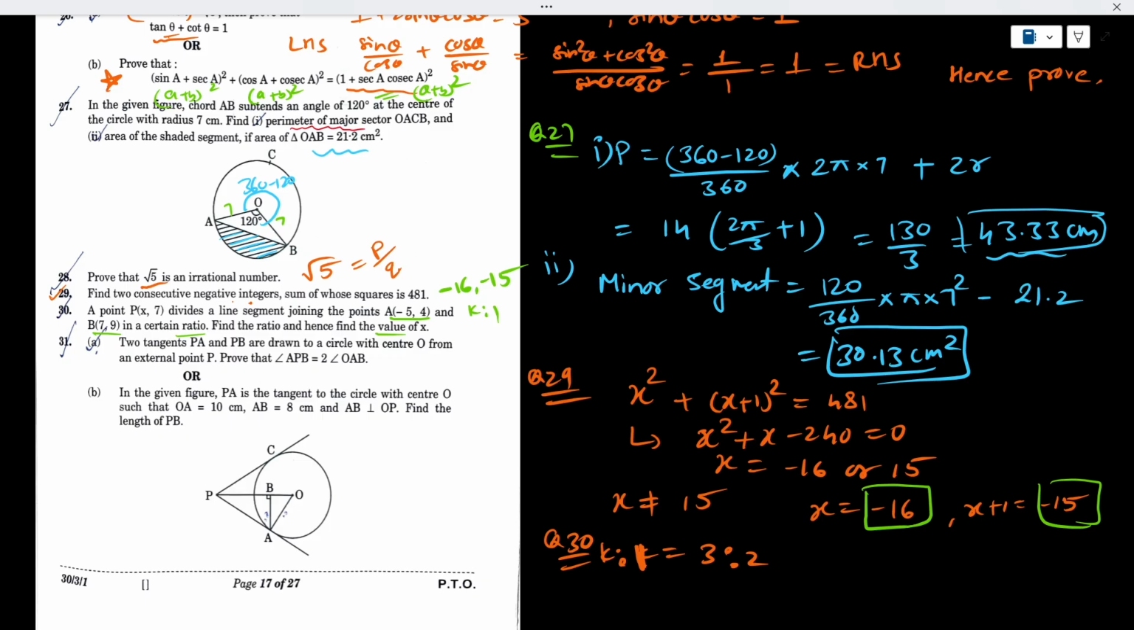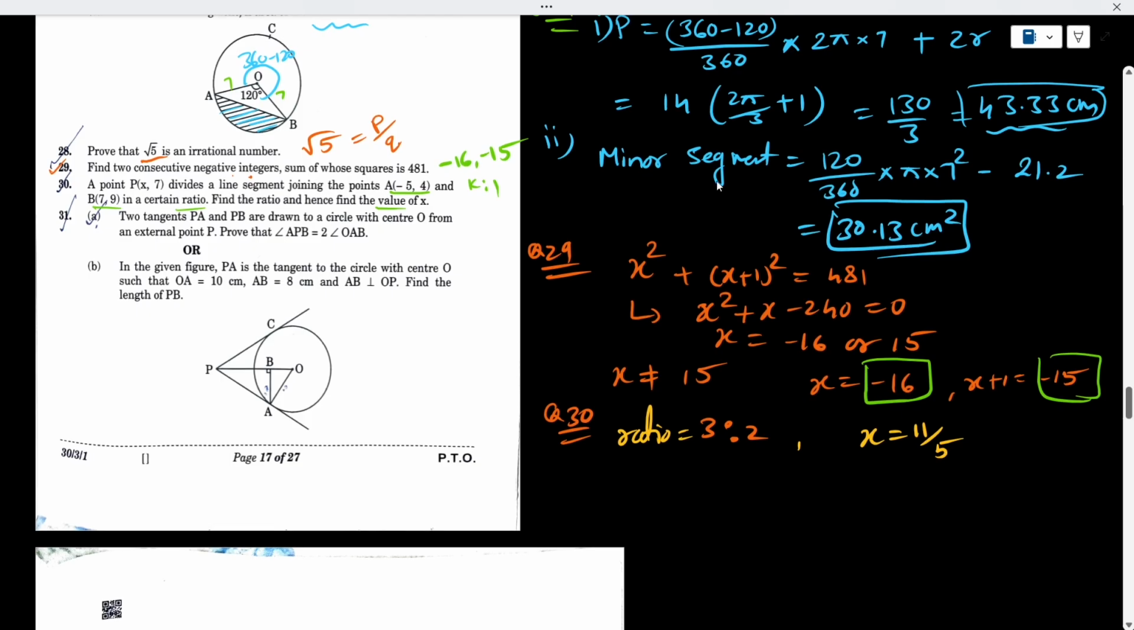So what is the ratio here? You will get it here. 3 is to 2 is your ratio, k is to 1 is 3 is to 2. So your ratio is nothing but 3 is to 2, and once you get the ratio, then using the section formula, the x coordinate is missing, and you can get the x coordinate. The x coordinate should be 11 by 5. This is a direct question using the formula.